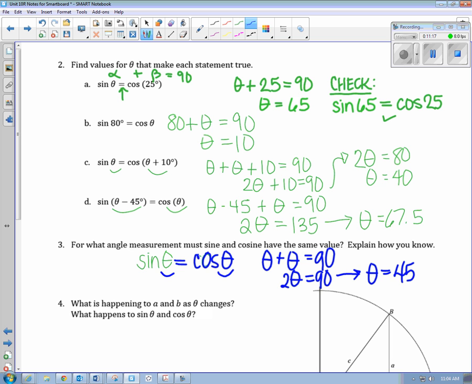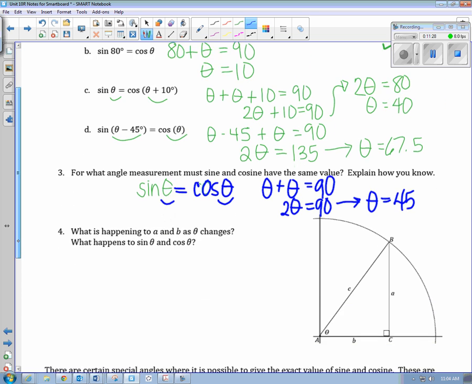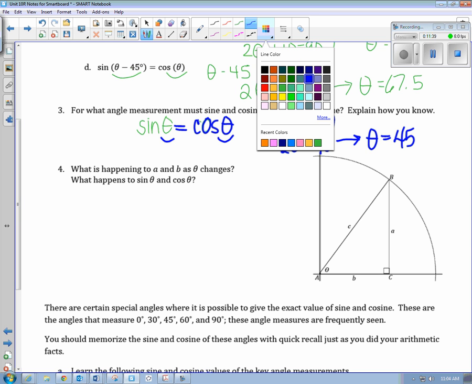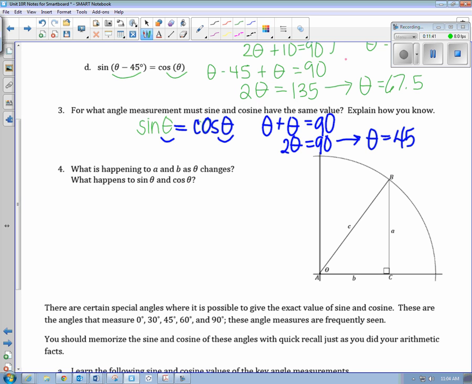So when theta is 45, the sine and cosine of each of those will be equal to each other. Sine 45 equals cosine 45. In part 4, they're asking us what is happening to the A and B values as theta changes. So I'm going to draw a couple of examples in here so you can see what it is that they're asking exactly, because I think it might be a little bit difficult to tell.